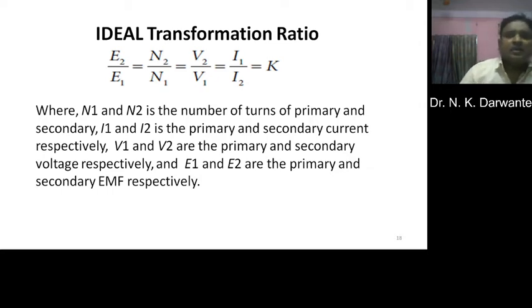And the ratio, as we have seen earlier, normally in the examples we have to use as given in the slide. E2 divided by E1, meaning the EMF generated at the secondary divided by the EMF generated at the primary, is equal to the number of secondary turns divided by the number of primary turns. Similarly, voltage at the secondary divided by the voltage at the primary.